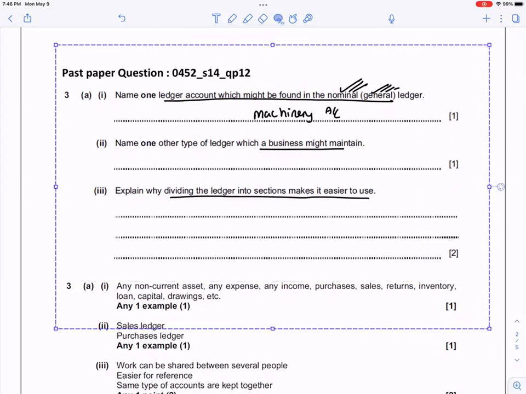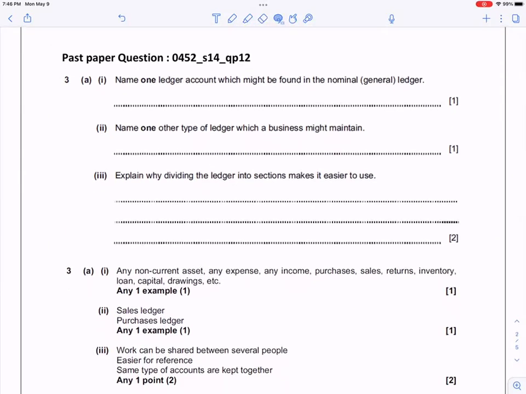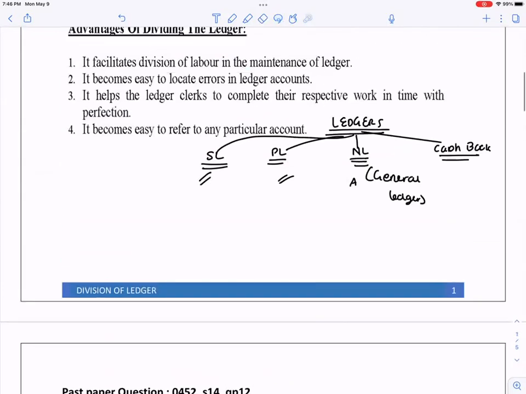What are the different sections that you have in your ledger? Four sections: sales ledger, purchase ledger, nominal ledger, cash book. What comes in sales ledger? The credit customers. Personal account of credit customers, that is, individual names would come.